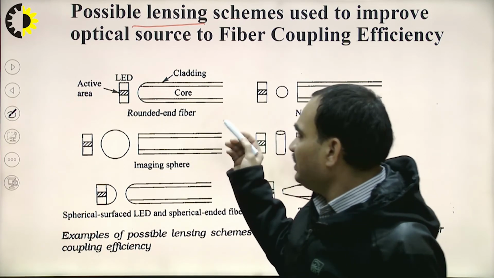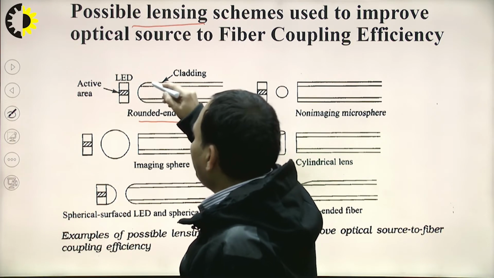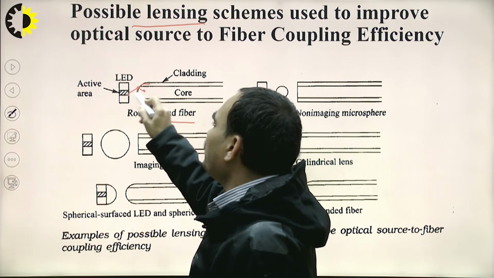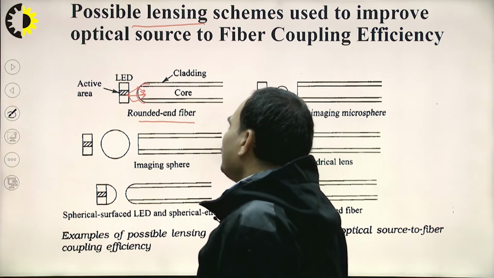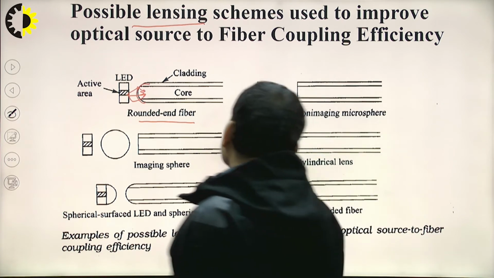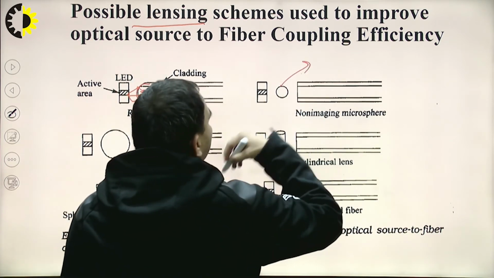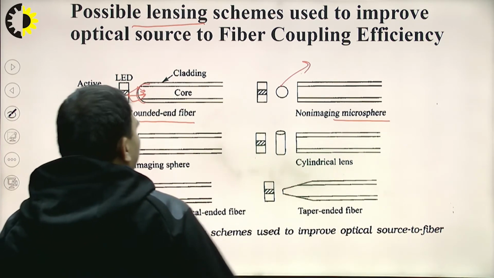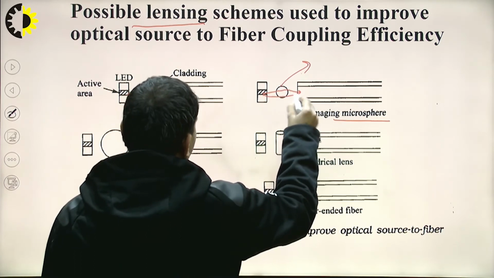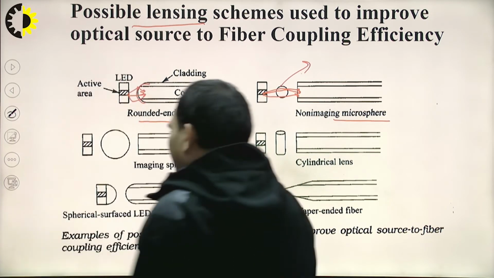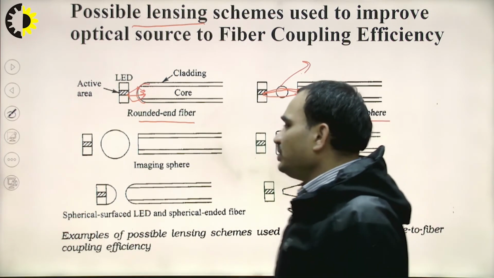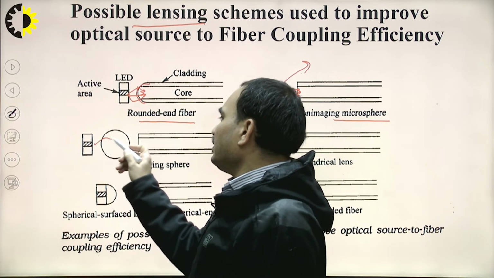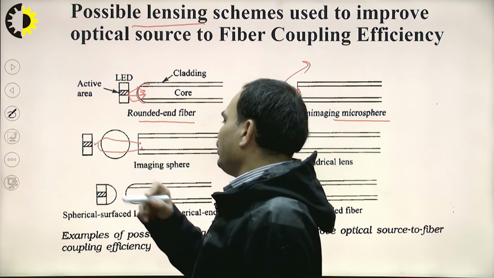The first one is the rounded end. If you are using a rounded end fiber, we can improve the coupling efficiency and more power from the LED can be coupled to the fiber. Another technique is using a small diameter spherical lens known as the microsphere. If you are using a microsphere lens, it can couple the power to the fiber. If you are using a large diameter sphere, it can also improve the coupling, and this is the imaging sphere, and the power from the LED will be coupled to the fiber.